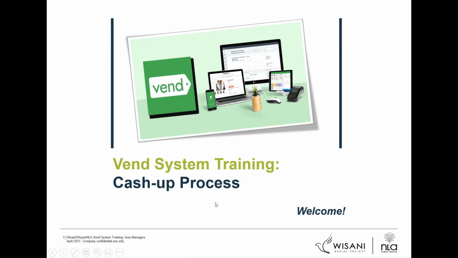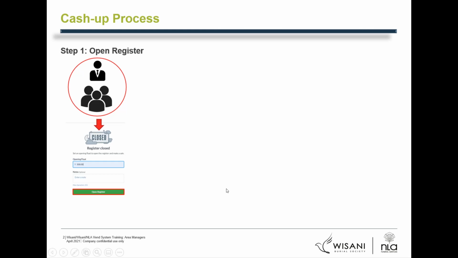the Vent system. The people that are involved in doing these cash ups is first of all the branch manager or the branch supervisor, and then all the funeral arrangement officers, the customer services clerks, anyone who would be involved in the sales process. The first step that you need to take every morning that you get into the office, the first person, it could be the branch manager, it could be a funeral arrangement officer, the first person that accesses the Vent system needs to open the register.